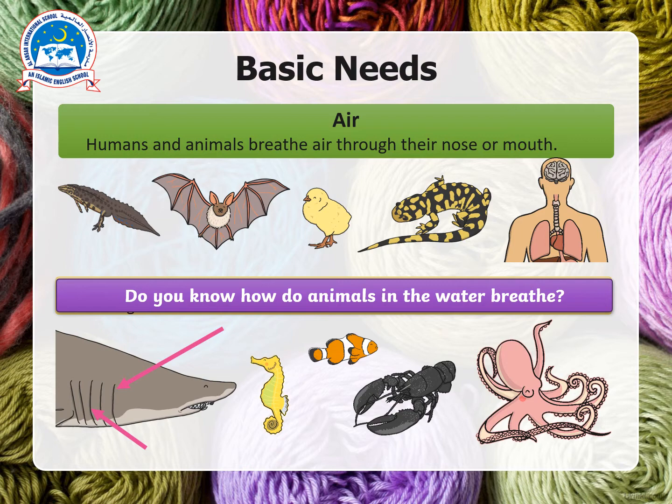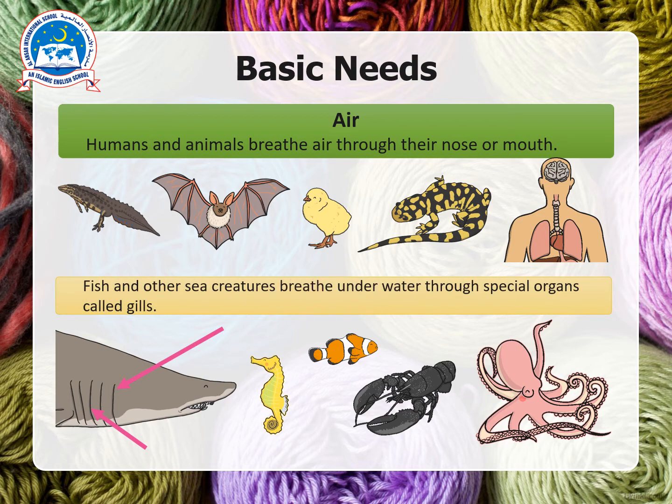Animals that live under the water have a special system. They have gills. They breathe through their gills. And some of them absorb water through a special organ called gills.